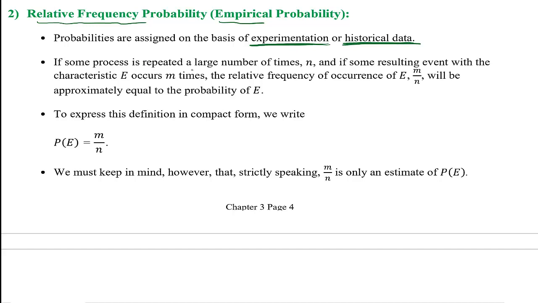If some process is repeated a large number of times, let's say n, and if some resulting event with the characteristic E occurs m times, the relative frequency of occurrence of E will be m over n. And this will be an approximation to probability of E. To express this definition in compact form, we write probability of E equal m over n, or more precisely, approximately equal m over n.